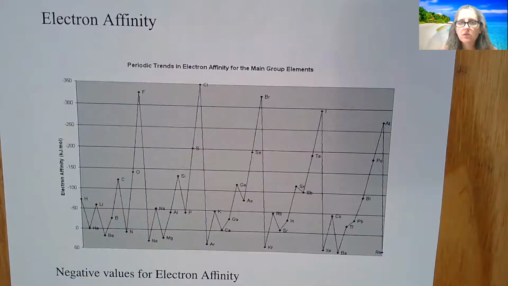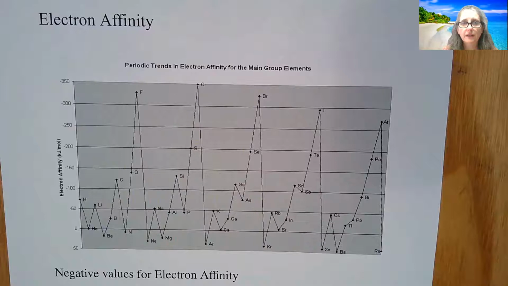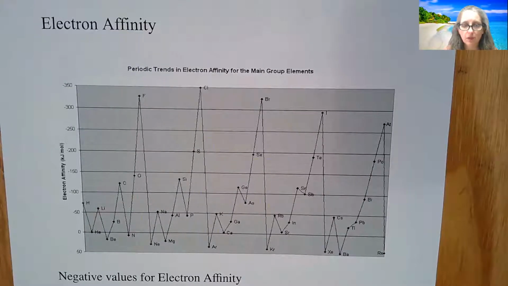All right, so the next trend is what we call electron affinity. And this one I think is probably the most complex of them, mainly because we never really touched on it in first year chemistry, so it's far different than what we've seen before. But electron affinity is essentially the opposite of ionization energy, where you are trying to put in an electron, and whether or not something wants an electron or not.